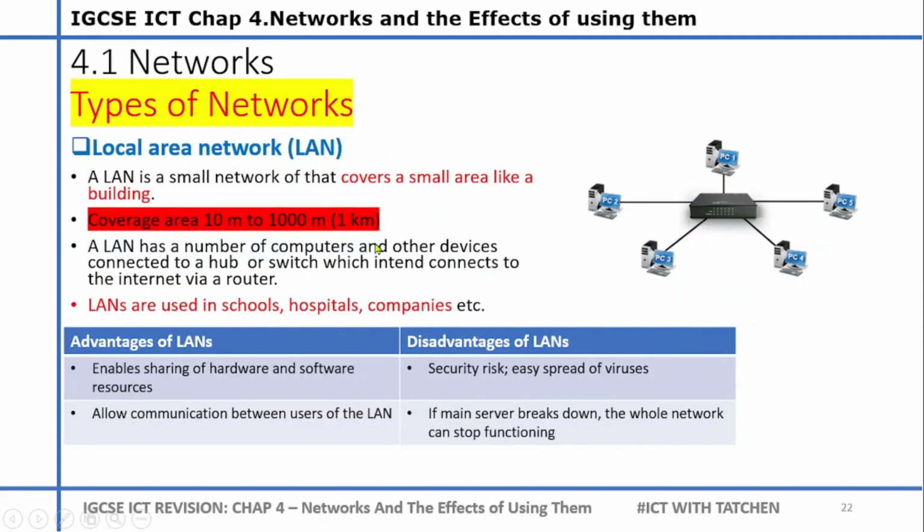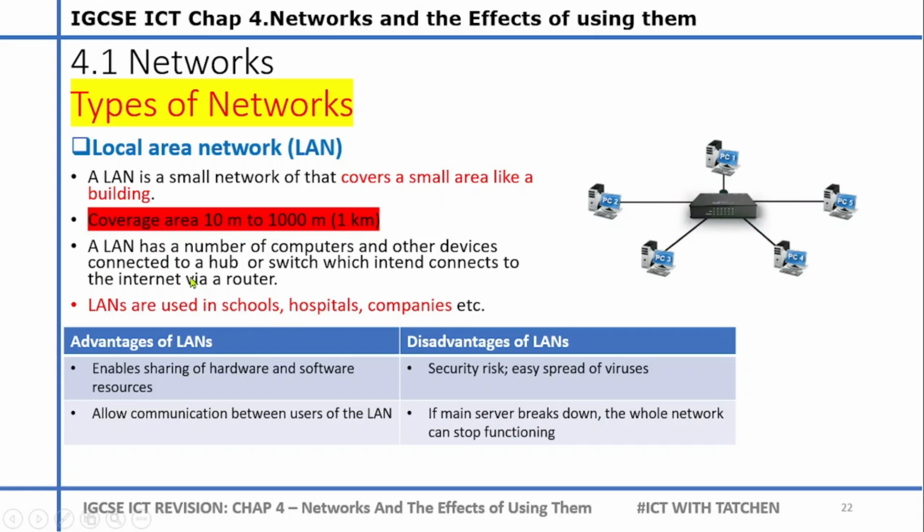Now, the first one is a local area network. For a local area network, we find that it's just a small network that can cover a small area like a building. So maybe if you are a student in your ICT lab or your computer lab, that's a local area network. Within a hospital, it's a local area network. In a company, it's a local area network. So the coverage area is about 10 meters to 1 kilometer.